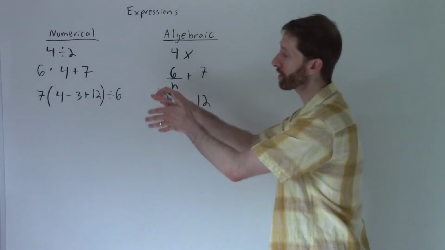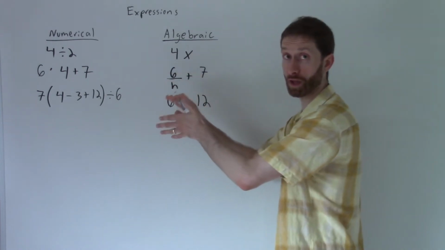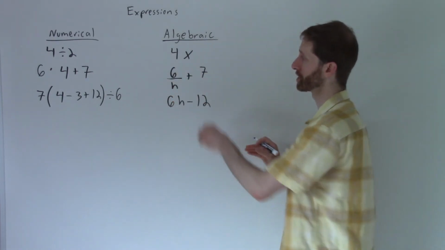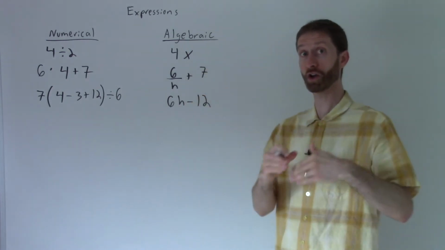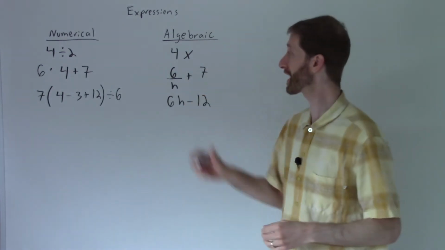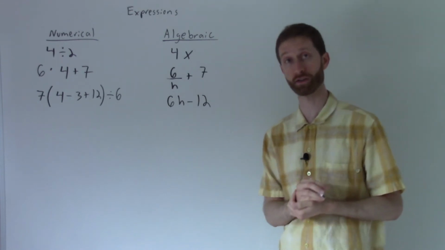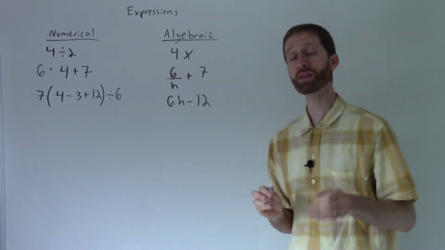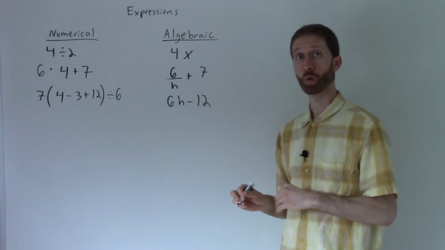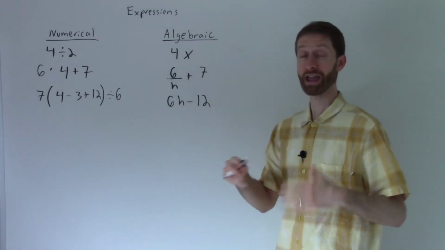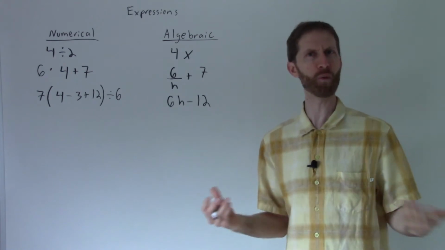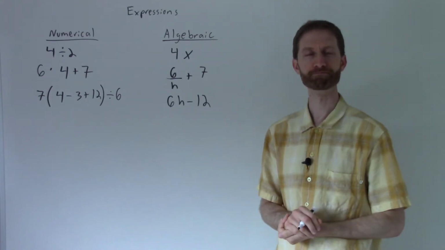So, numerical expression, again, just numbers with operations. Algebraic expression, letter or letters with numbers. It could also just be a letter on its own, but as long as that letter is involved, it's considered an algebraic expression. Now, in the next brief clip, we're going to be discussing what this letter, a variable, is all about and why we call it a variable.